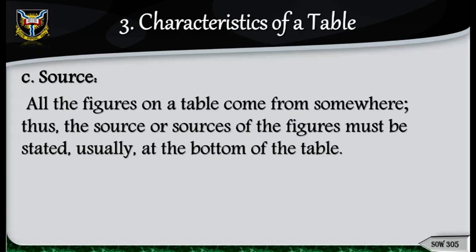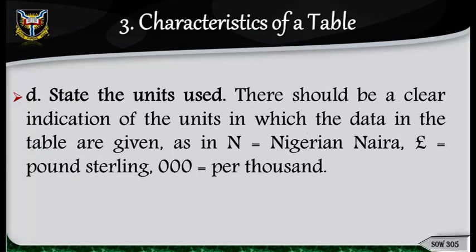C. Source. All the figures on a table come from somewhere. Thus, the source or sources of the figures must be stated, usually at the bottom of the table. Sometimes the information about the sources of the figure may be accompanied by a footnote. Footnotes explain any irregular figure or other aspect of the table.